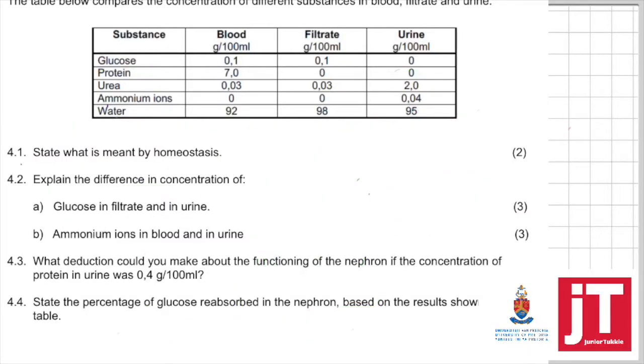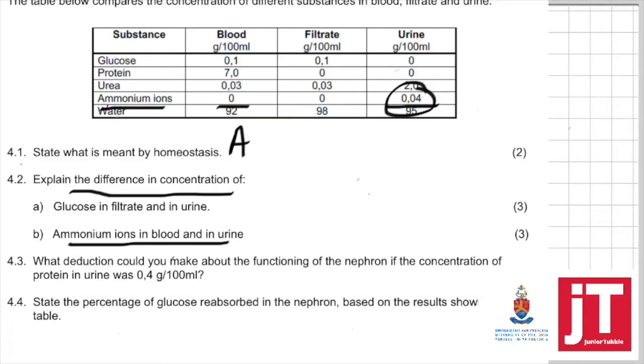The next question, explain the difference in concentration of ammonium ions in the blood and in the urine. So let's look for ammonium in the blood and in the urine. So as you can see, there's no ammonium ions in the blood, but a lot in the urine. And they ask you to explain why. There's no ammonium in the blood and there's lots in the urine.